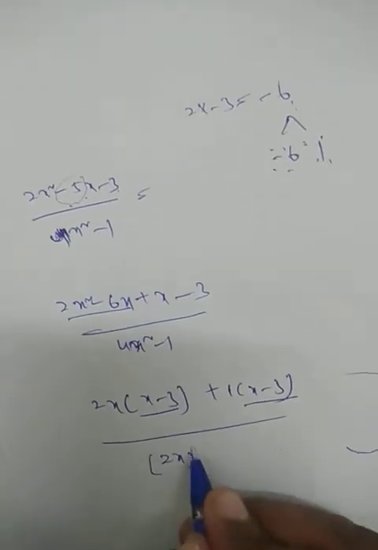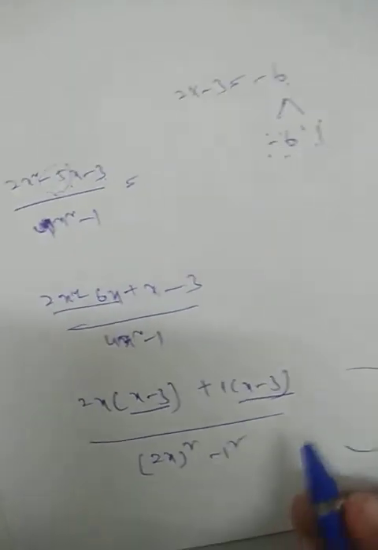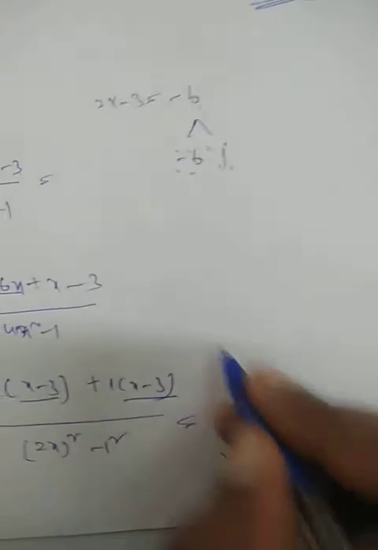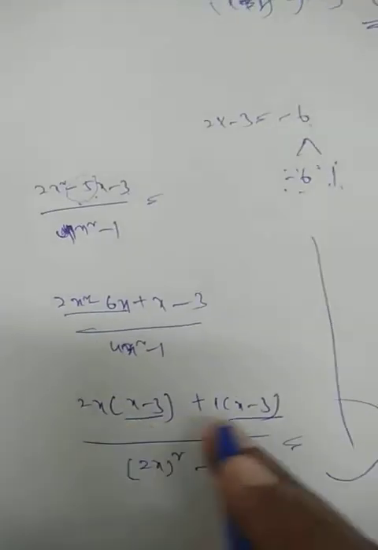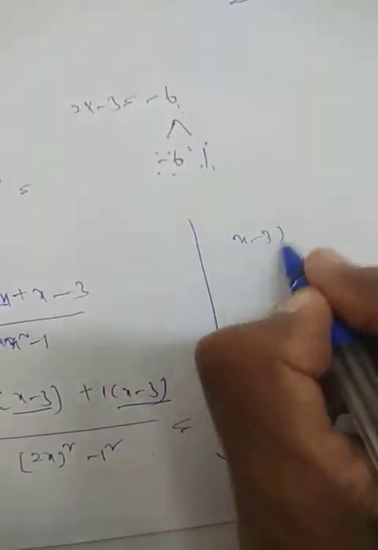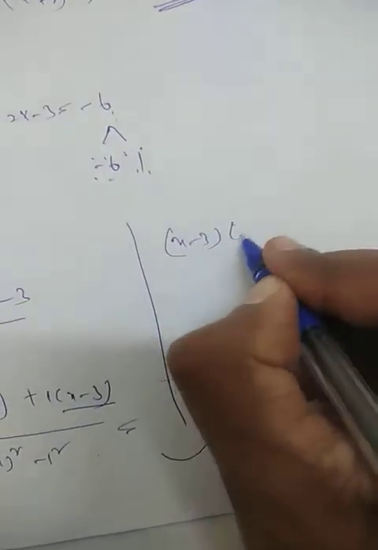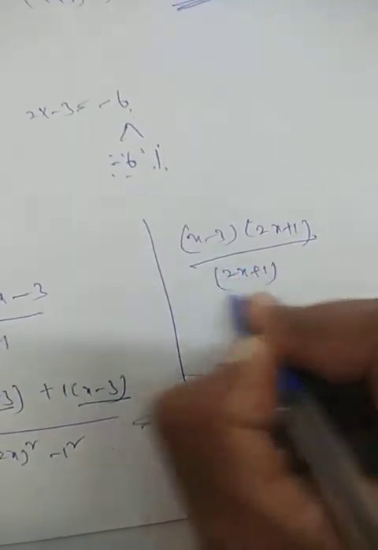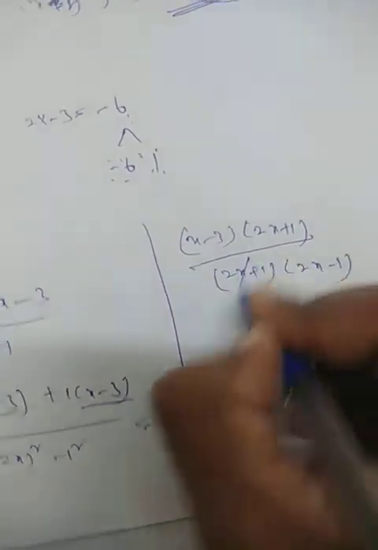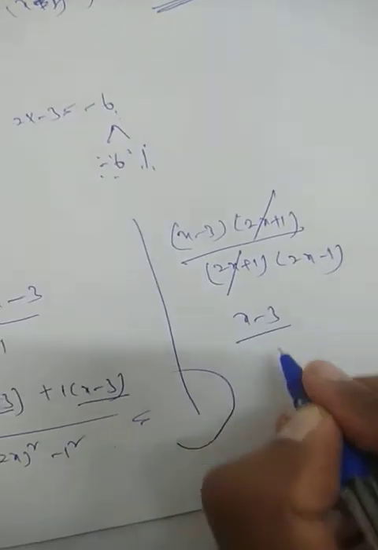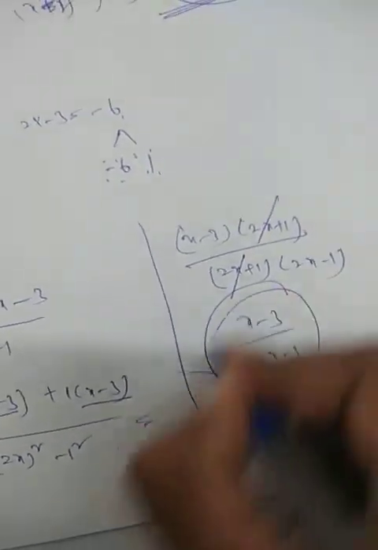So the denominator can be given as 2x whole square minus 1 square. So I am simplifying the denominator also. If I take x minus 3 from the numerator, you will get 2x plus 1. So a square minus b square, what is the form of this? a plus b into a minus b. Both will be cancelled. It will be x minus 3 by 2x minus 1.